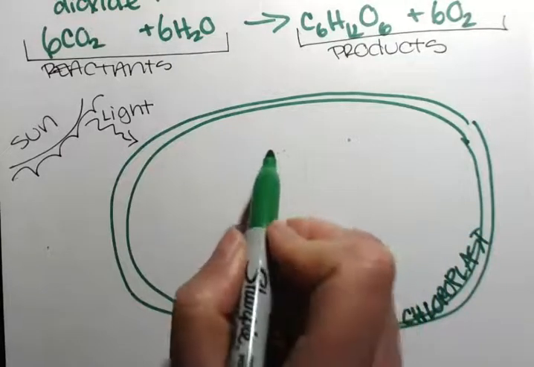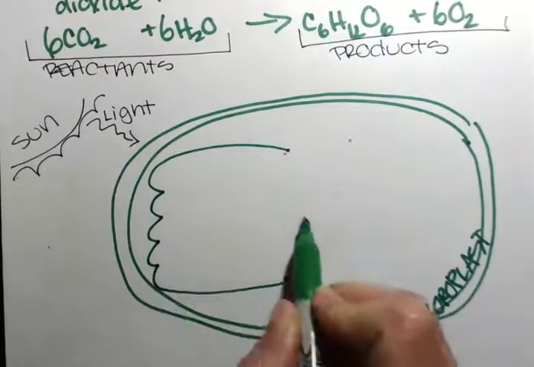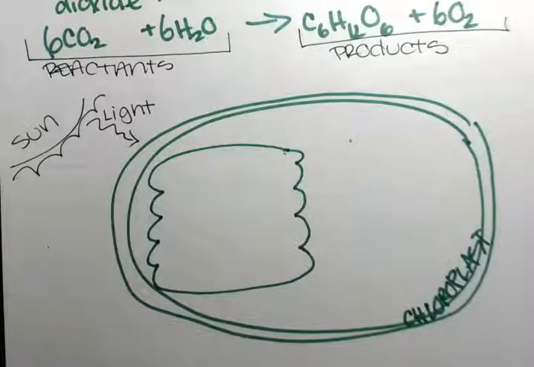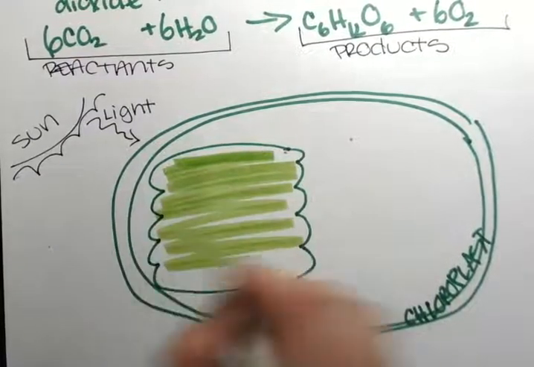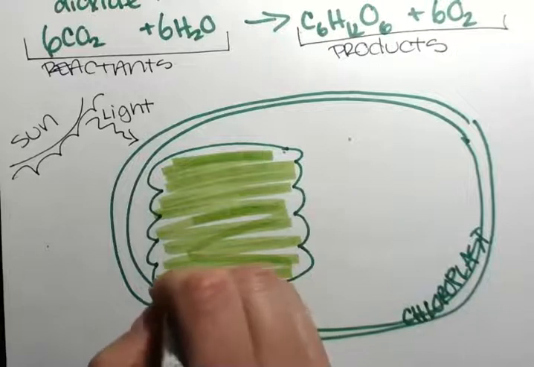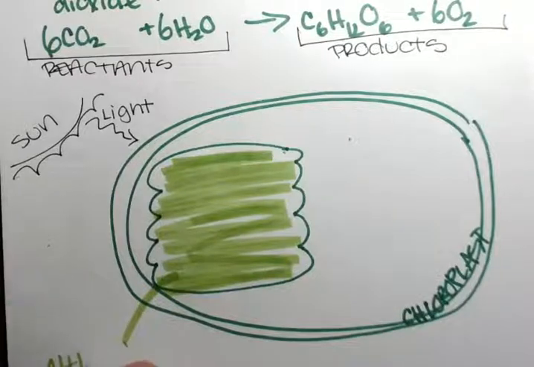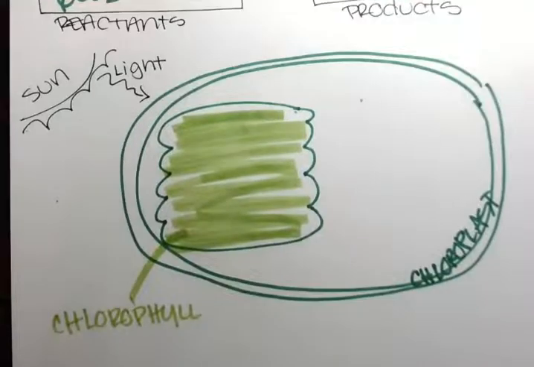And inside of that chloroplast, you have some different structures. So you have something called the grana, and then you have the watery part that is the stroma. Now, inside of the grana, you have a pigment called chlorophyll. So it's that green pigment. And that is actually what's going to interact with the light in photosynthesis.